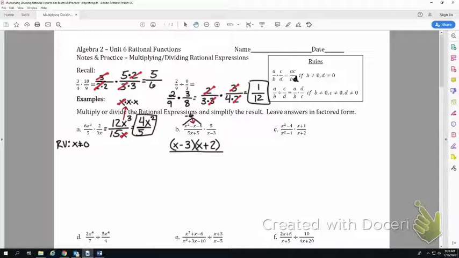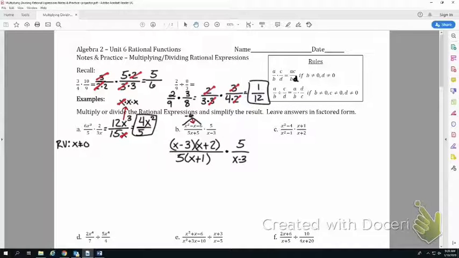How can I factor the denominator of the first fraction? Greatest common factor, which is what? 5. Can I factor anything in the second fraction? No. 5 is prime. X minus 3 is a linear factor without a greatest common factor.